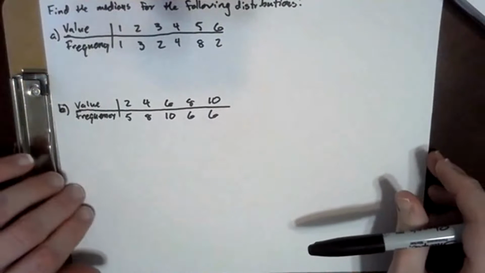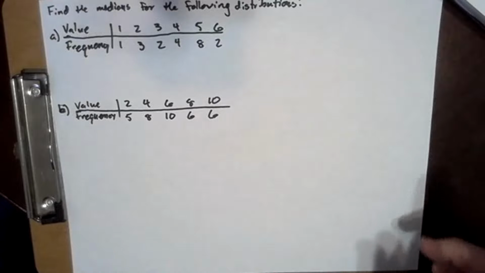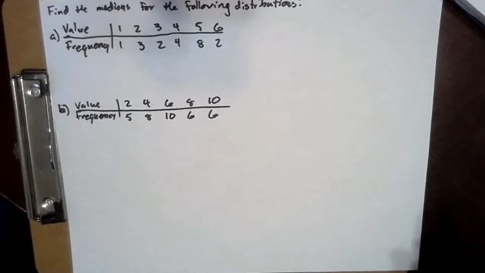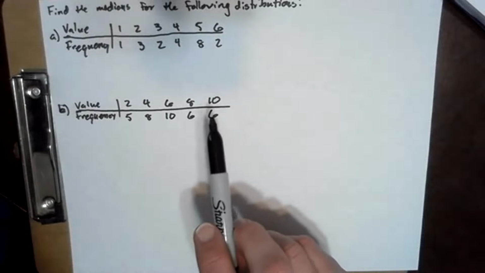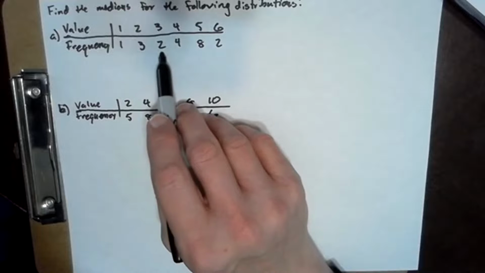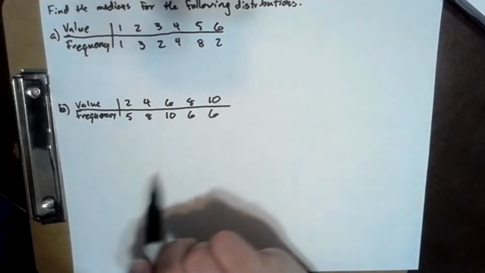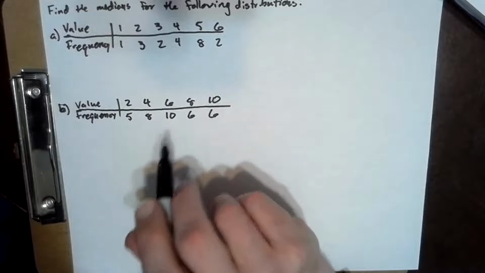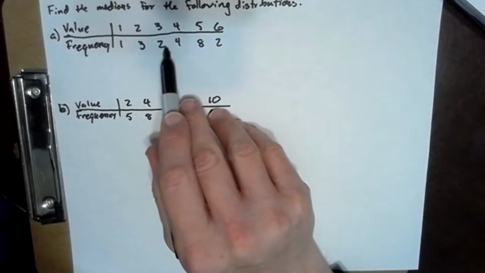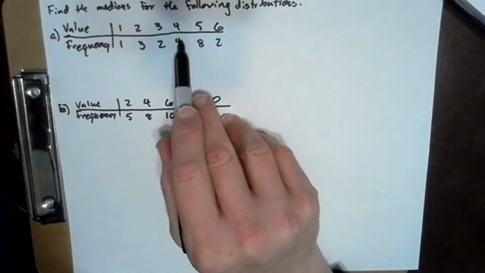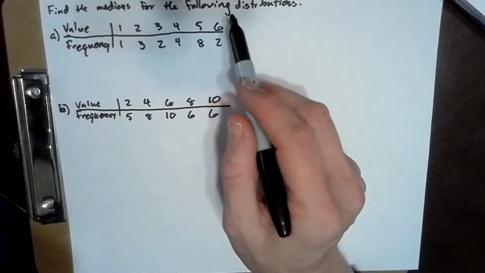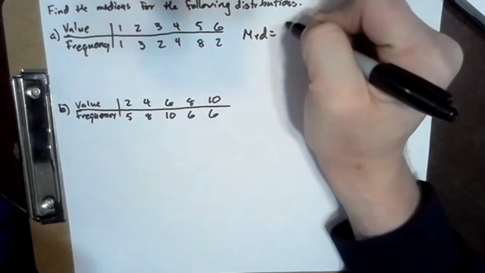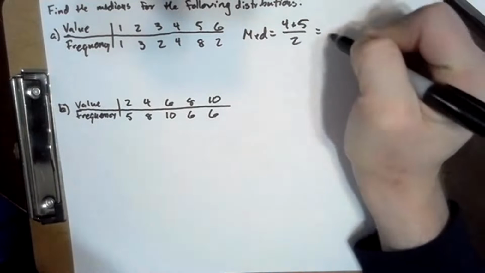Next, we are asked to find the medians for these distributions. We're given a set of values and a set of frequencies, and one thing we can do to figure out the median easily is to figure out whether there are an even or odd number of frequencies. Well, 1 plus 3 is 4, plus 2 is 6, 10, 18, 20. There are 20 values here. So the 2 middle ones will be the 10th and 11th values. Well, 1 plus 3 plus 2 plus 4 is 10. So the 10th value is a 4, and the 11th is going to be a 5. So the median here is going to be 4 plus 5 over 2, which is 4.5.